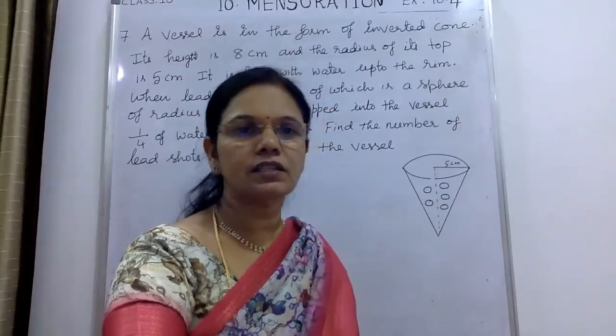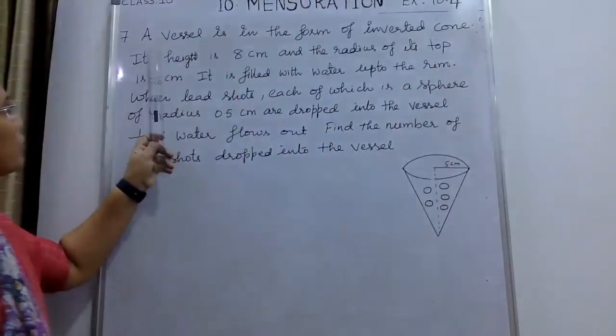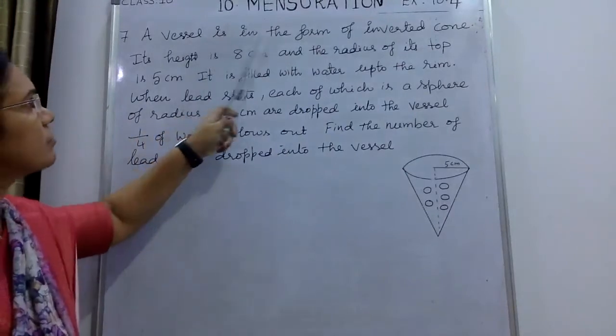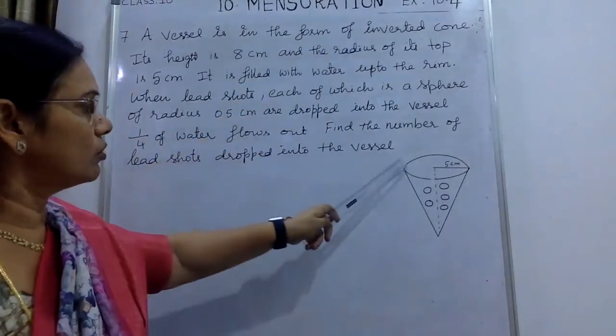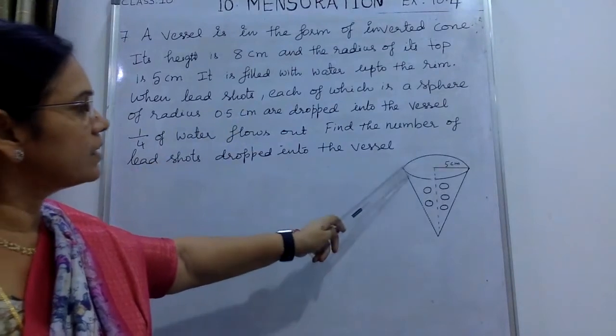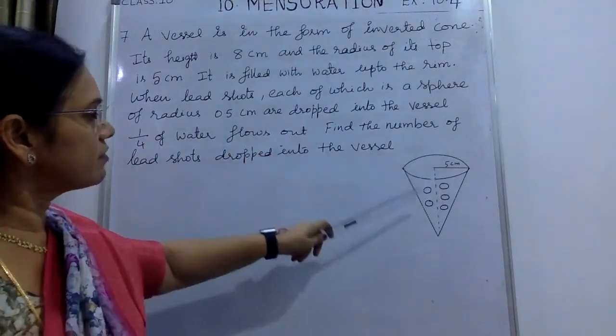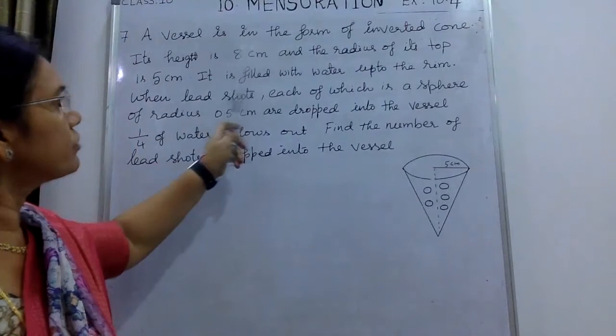Okay, children, let us take question number 7 from exercise 10.4. A vessel is in the form of an inverted cone. Here is the diagram. This is the vessel, and it is in the form of an inverted cone.